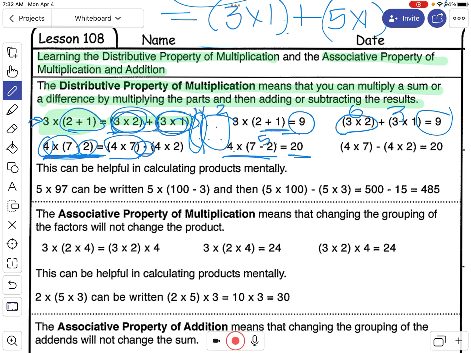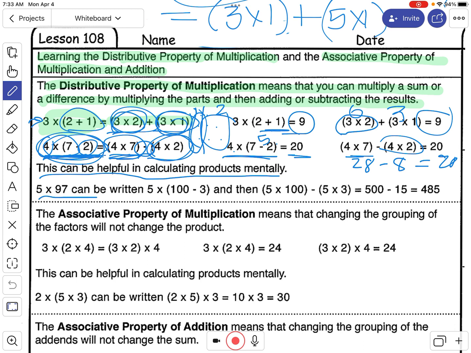4 times 5 is 20. This comes out to be 20. 4 times 7, this one right here, is 28. And 4 times 2 is 8. Right, that part right there, I'm doing right here. And 20 minus 8 is 20. It works perfectly. This can be helpful by calculating products mentally.